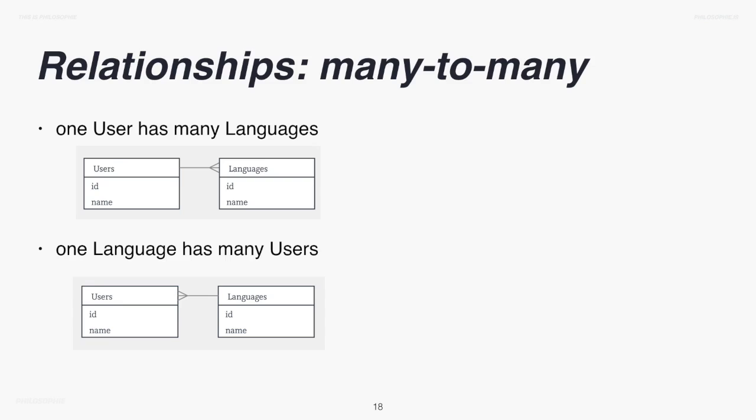Then another relationship is many-to-many. Here, a user knows many languages, and a language can also have many users. In theory, you would think your table would look like this, just many-to-many. But remember, we're just referencing an ID to get there, and if you have multiple IDs, you can't just put that in your column.